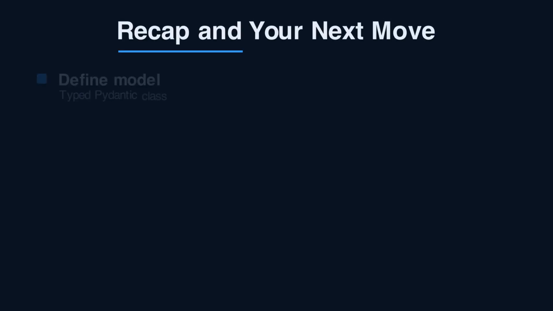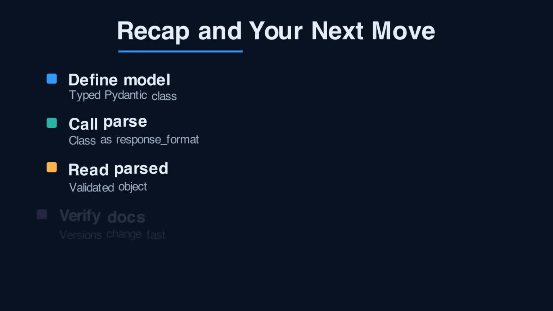To recap, deploy a supporting GPT-4o model in a recent API version, define your Pydantic schema. Call beta.chat.completions.parse with the class as the response format, and read the parsed object. The schema becomes the contract. Constrained decoding enforces it, and the SDK hands you a validated object.